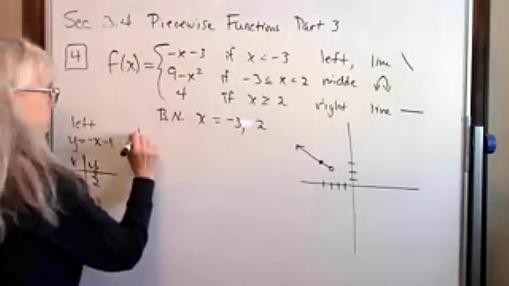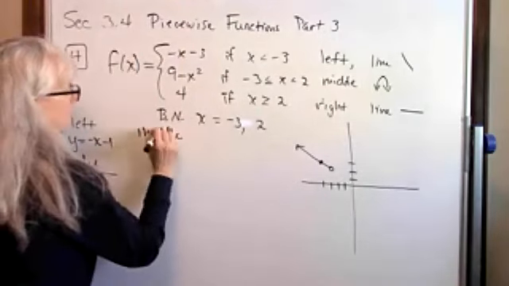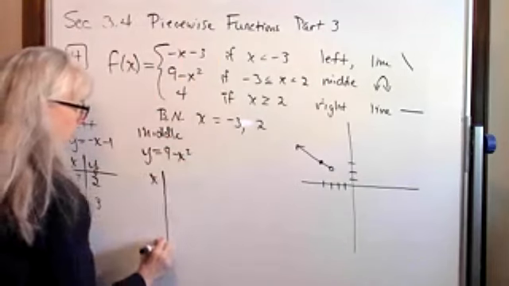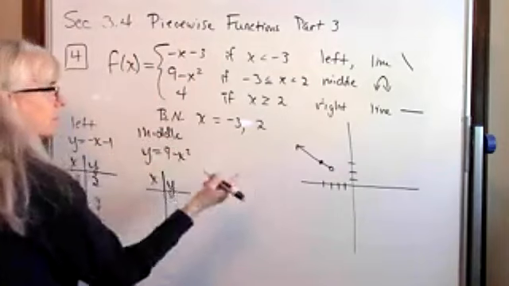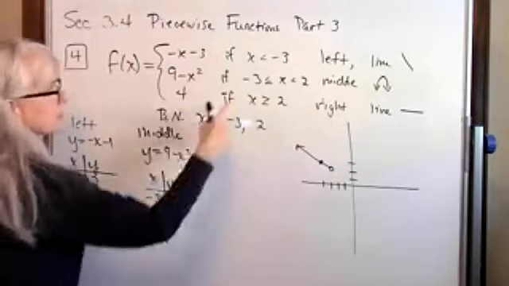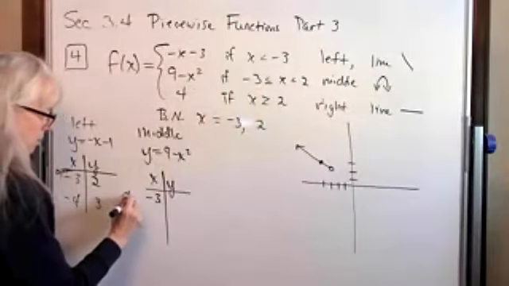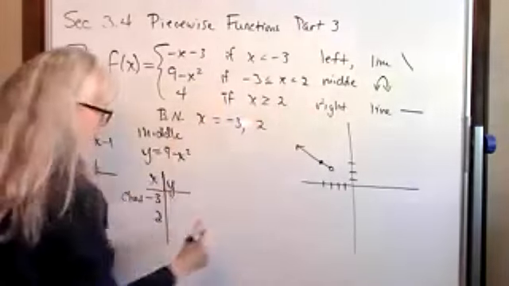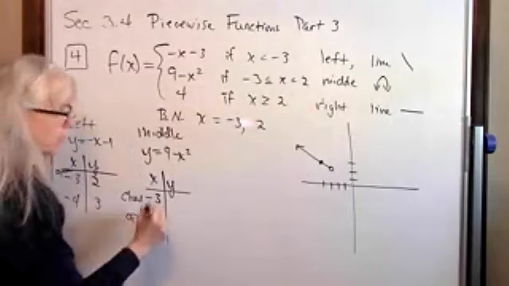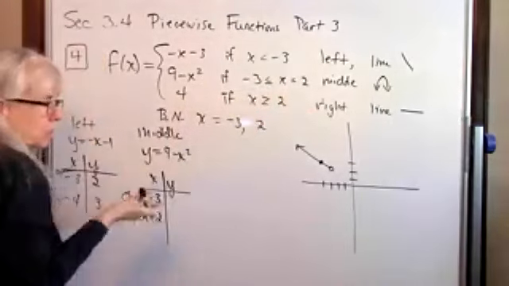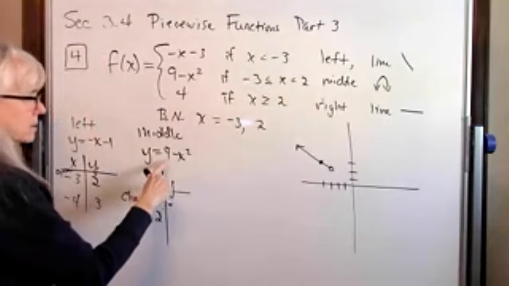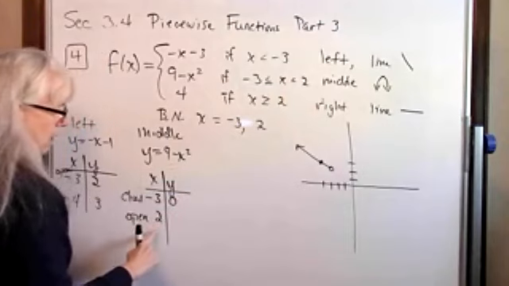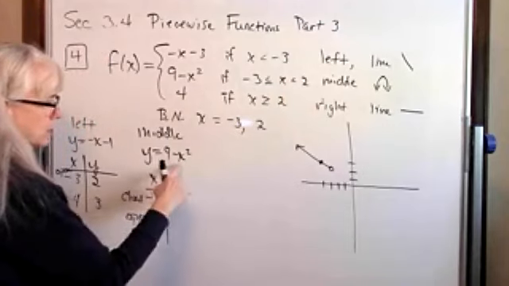Okay, the middle. It's y equal 9 minus x squared. This is the one where I have to plug in both of the boundaries. So we're going to plug in -3. It's going to be closed because of the equal to. And then I'm immediately going to plug in the 2, the other end of that piece, recognizing that it's open. So I accounted for both of my boundary numbers on that middle piece. -3, so 9 minus -3 squared is 9 minus 9, which is 0. That was nice. If we plug in a 2, 9 minus 4 gives us 5.